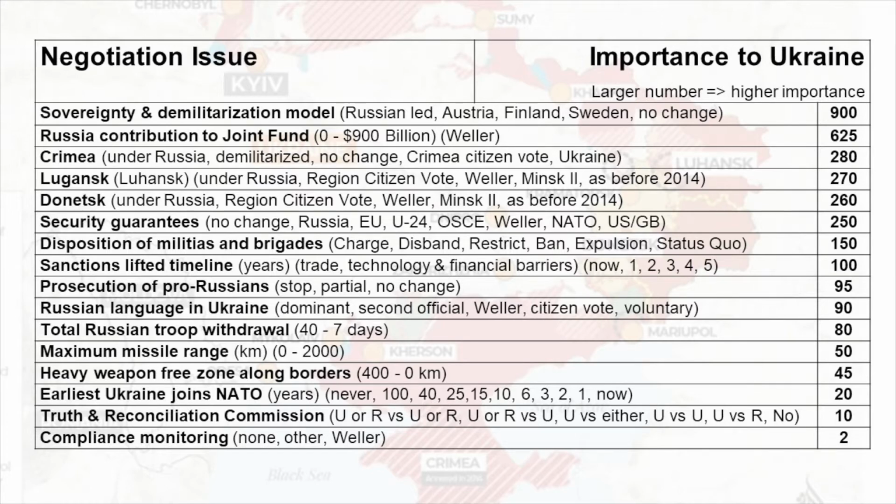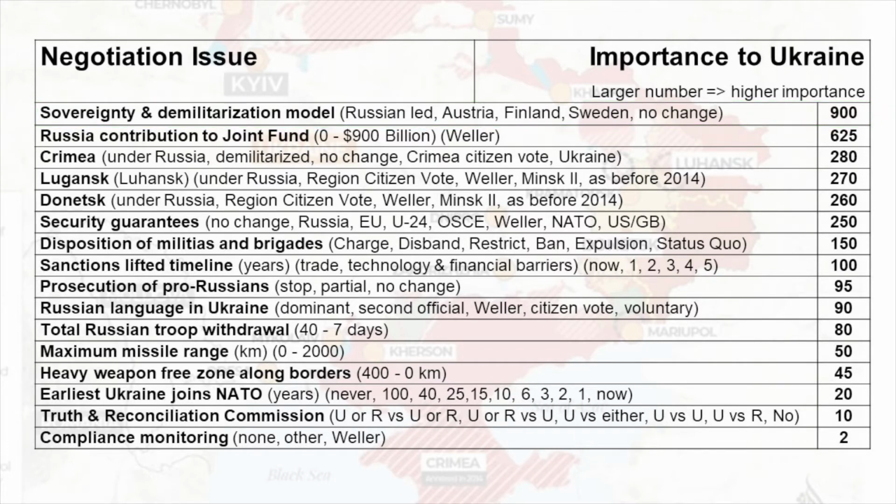According to our assumptions, the issues are listed here in order of preference to Ukraine. The rightmost column specifies the importance assigned to each issue. Ukraine has adjusted the scale so that 1 point is about $1 billion. The most important issue to Ukraine is the sovereignty of the country at 900 points.